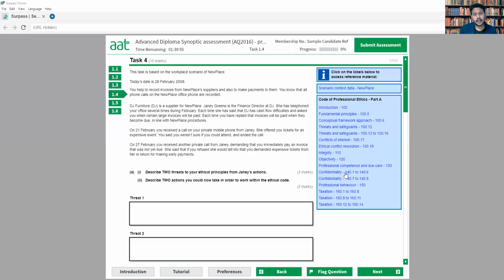Hello, everyone. In this session, we're going to look at our Advanced Diploma Synoptic Assessment for Level 3. Today we're going to discuss Practice Assessment 2, which is our second part. We have done part 1 before. Now we're going to see what we have from question number 4, 5, and 6.